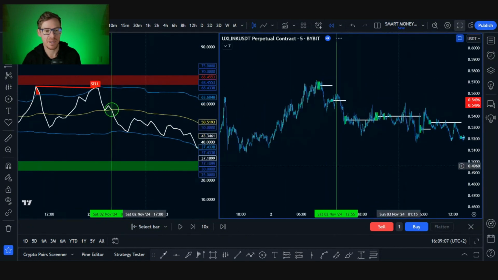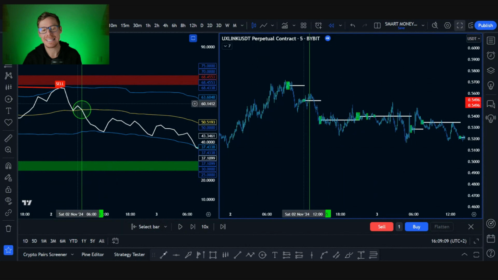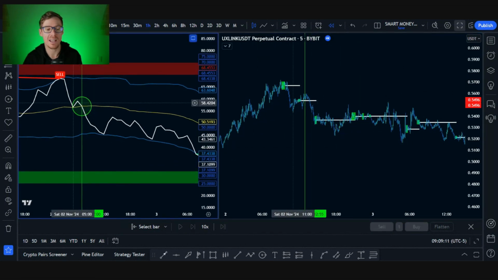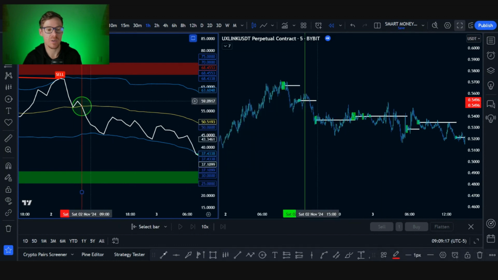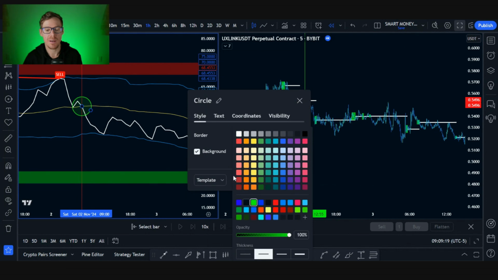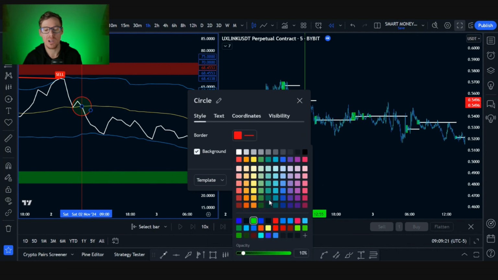Fantastic. So there we go. From this point onwards, you can clearly see that the white line is below the yellow line. So we are in a bearish sentiment from here onwards. So we know now I'm not going to look for any long positions.